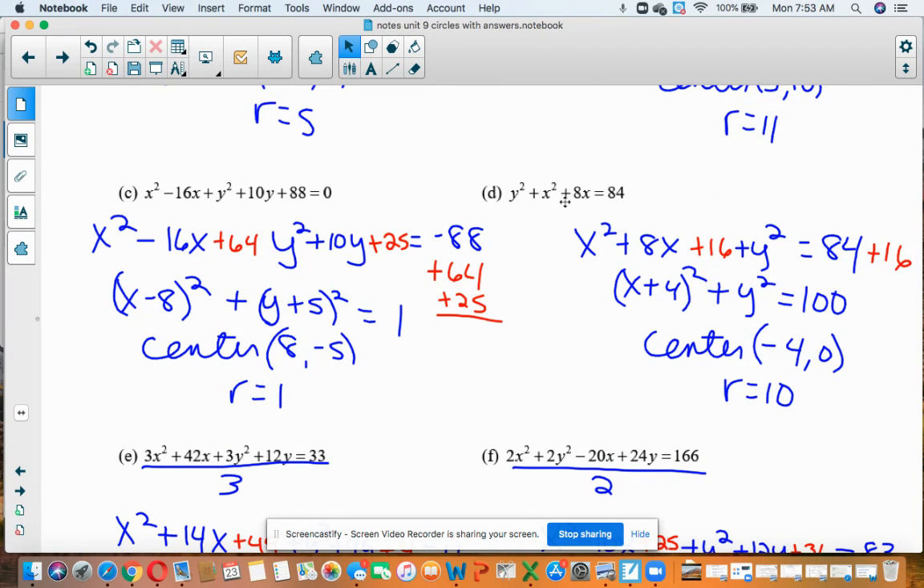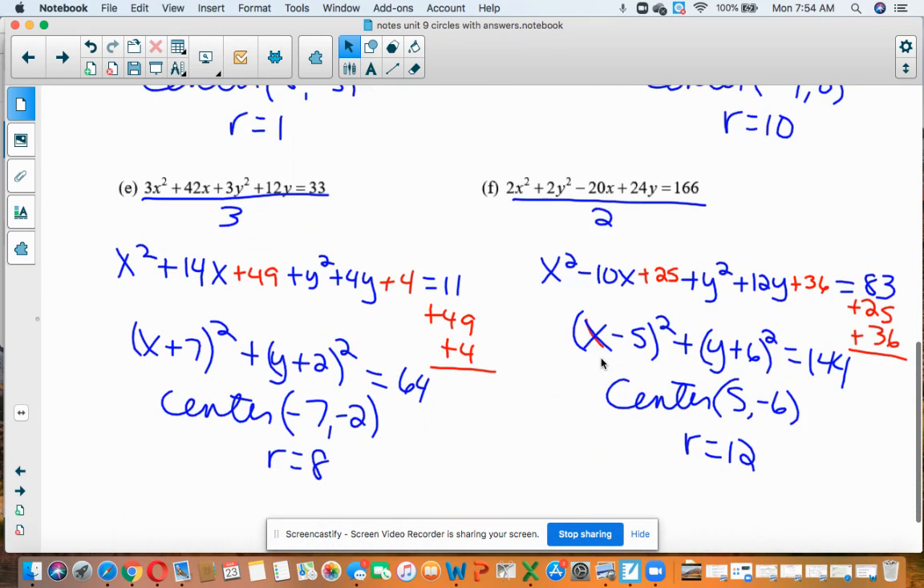And same thing was happening on D. I took this y squared and I moved it over first. So I have x squared plus 8x, and then I have my y squared. Now the x squared plus 8x, you do have to complete the square. Half of 8 is 4, 4 squared is 16. The y squared, though, is perfect. You don't need to do anything with that. If there is no number next to it, then the center for the y coordinate is going to be 0. So this center is -4, 0, and my radius is 10.